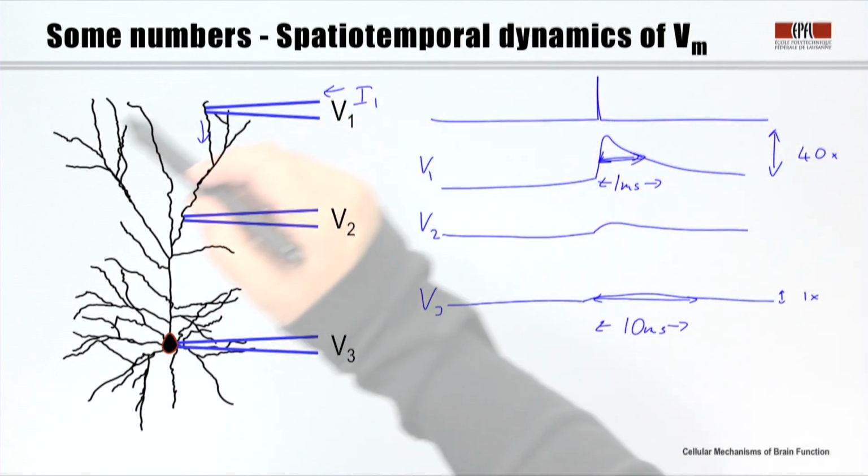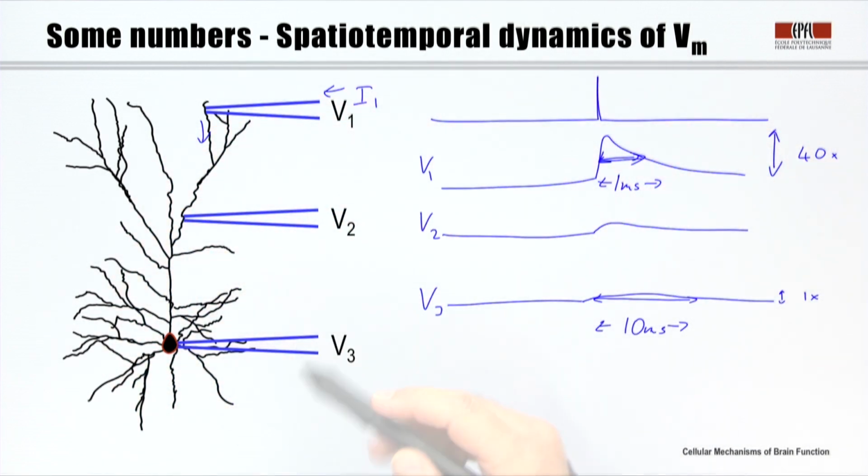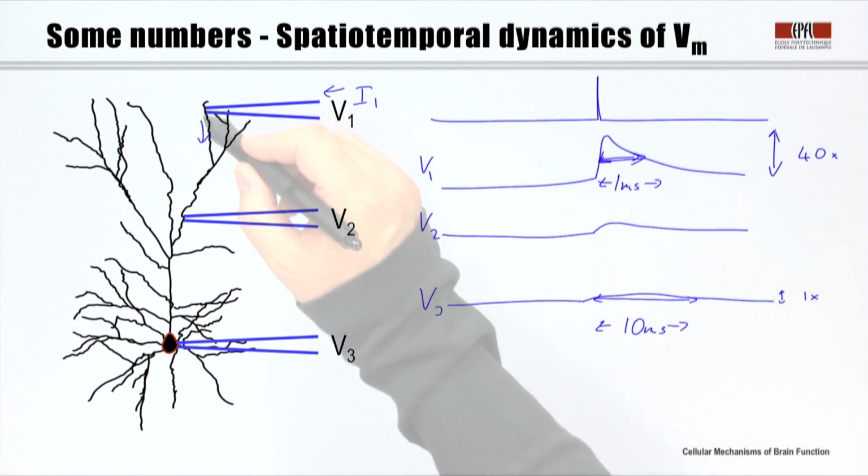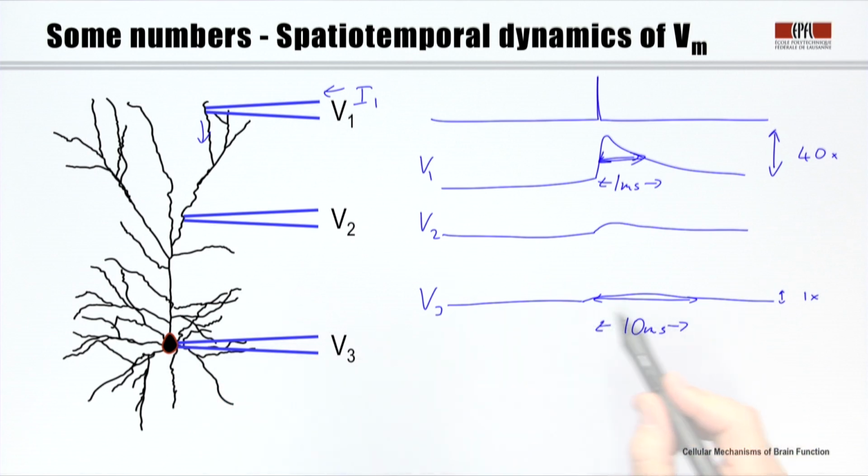When currents and conductances are opening at different times across different locations of a neuronal arborization, you can see that there will be very complex spatiotemporal dynamics, where the fast, large signals taking place here are strongly filtered, giving rise to smaller amplitude, longer duration potentials at the soma. Membrane potential is therefore clearly very complex in real neurons.